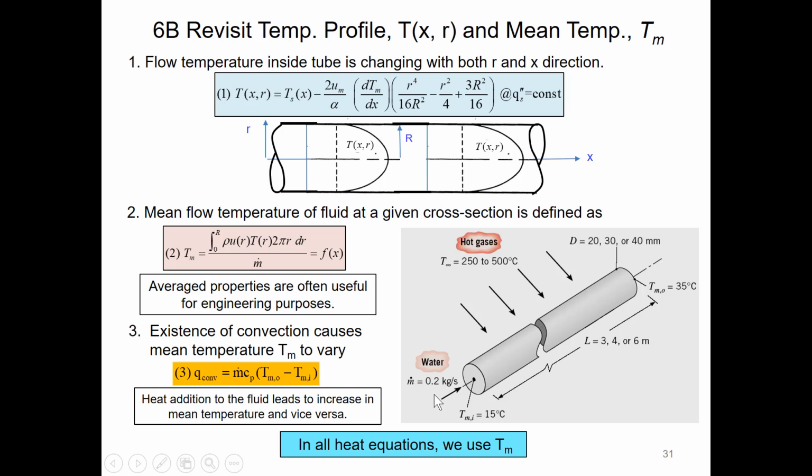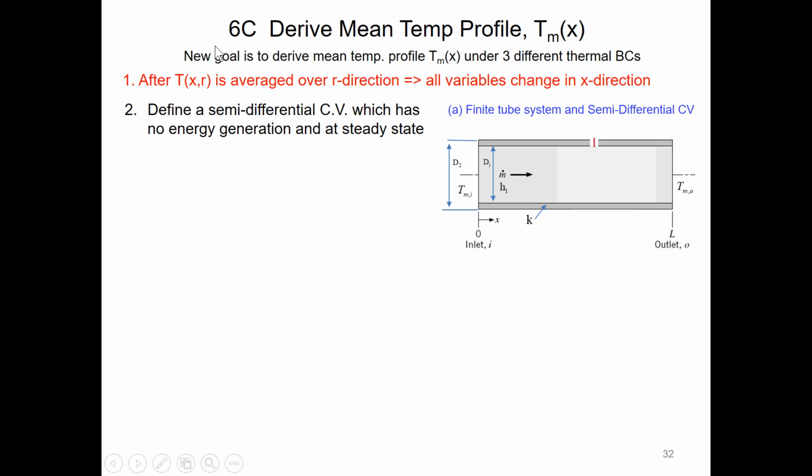This averaged property is very useful for engineering applications. For example, if we know the water mass flow rate, mean temperature at the inlet and outlet, immediately we can estimate how much heat is needed from the external flow. Therefore, in all the heat equations, we use mean flow temperature rather than flow temperature. C. Now we're ready to derive mean temperature profile.